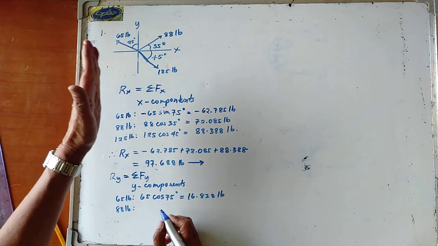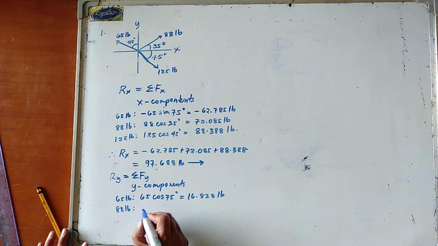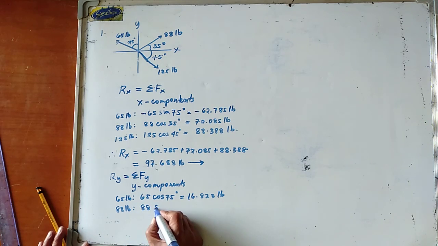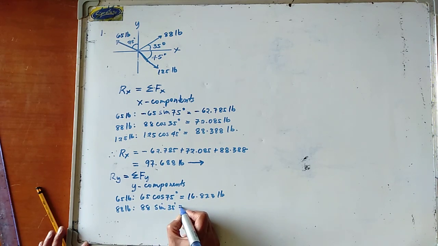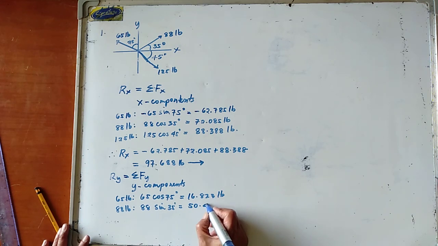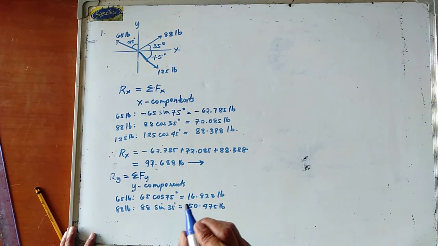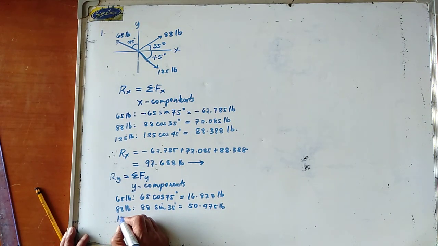We now have the 88-pound force. Again, the y component of the 88-pound force is directed upward. So we have 88 sine of 35 degrees, and this is equal to 50.475 pounds.